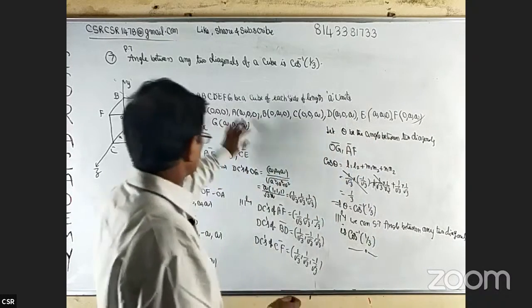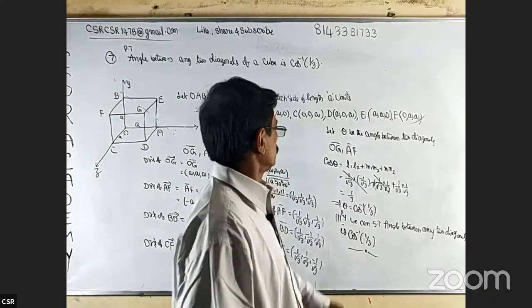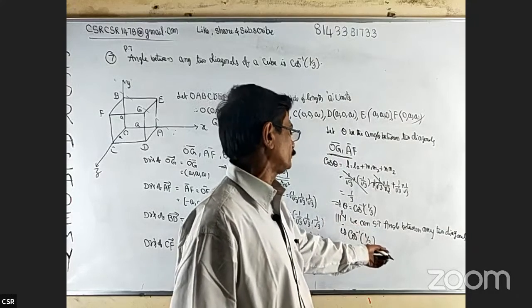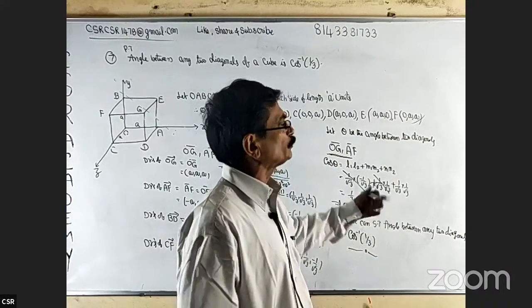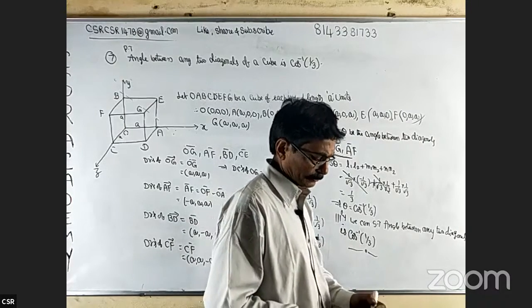This is the problem. That means you have to write all this earlier part, and find the angle between any two diagonals. Here we are taking these two. Similarly, we can find that the angle between any two diagonals is cos inverse 1/3. Please note down.